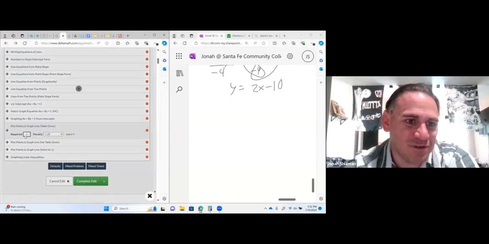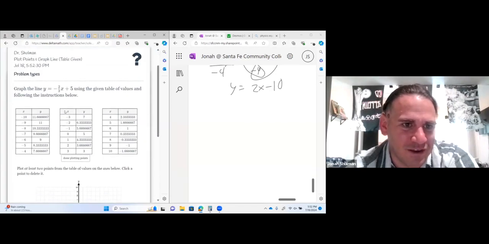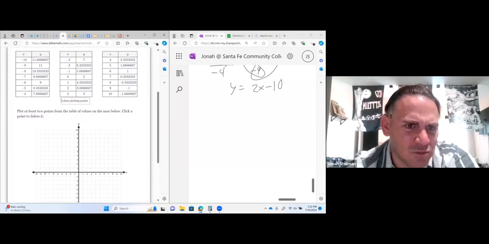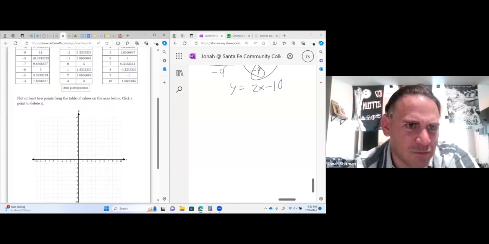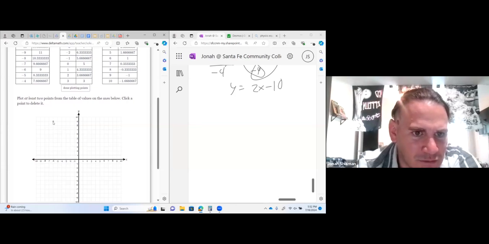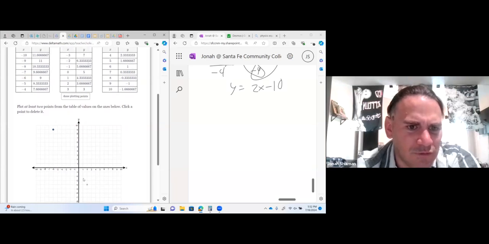All right, let's do one with our fancy table. Ooh, we got a toughie. All right, so graph the line of negative 2/3 x plus 5 using the table of given values and following instructions. Plot at least 2 points from the table. Okay, let's plot the point. That one's scary. Let's do (-6, 9). Cool. And let's do (0, 5). Cool. Plot at least 2 points.